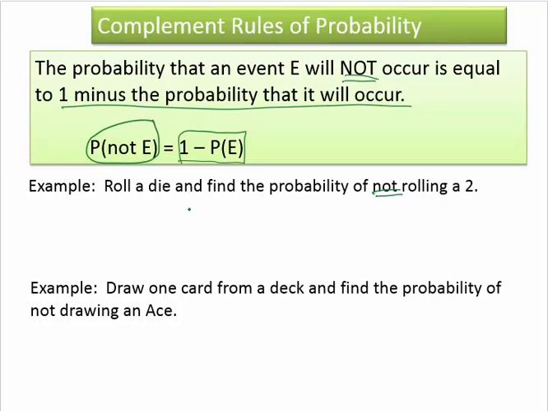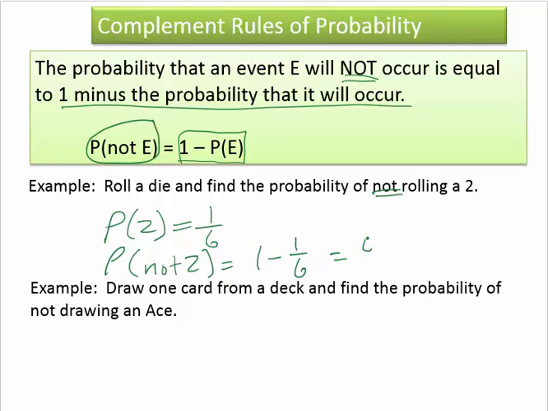Well, we know that if we roll a die, the probability of rolling a 2 is 1/6, right? So the probability of not rolling a 2 is 1 minus 1/6. That's the same as 6/6 minus 1/6, right? 1 is the same as 6/6. 6/6 minus 1/6 is 5/6. Now, we kind of knew through common sense that the probability of not rolling a 2 would be 5 out of 6, because there's 5 numbers on a die that are not a 2, right?